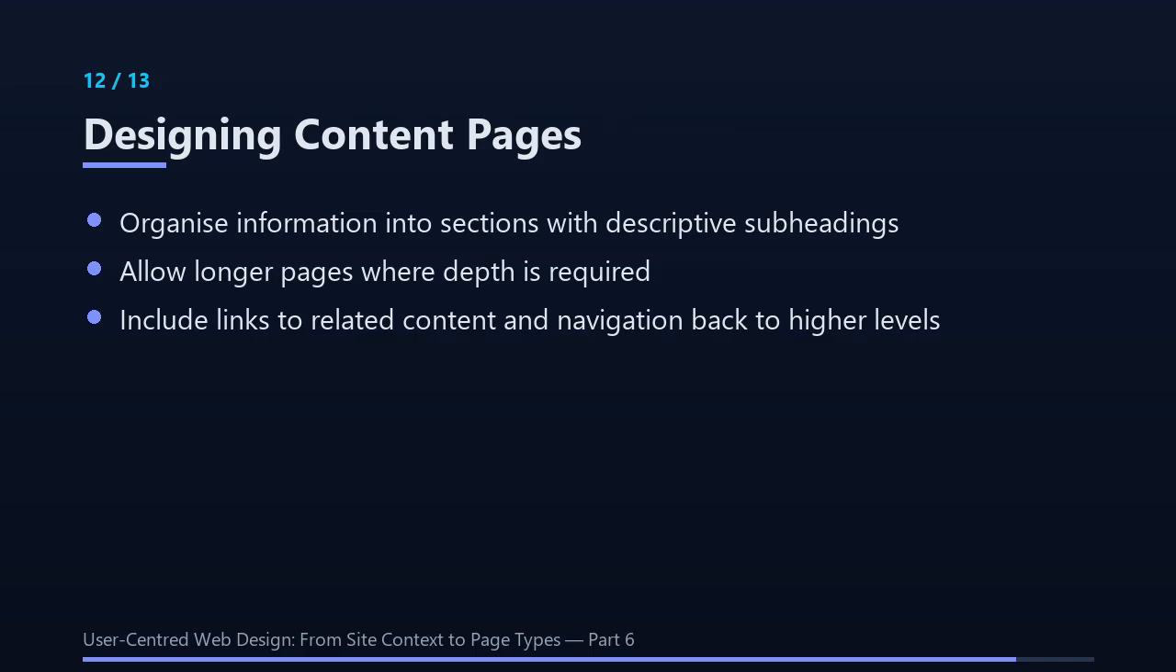Content pages are the workhorses of a website, delivering the detailed information that users seek. To keep readers oriented, designers break the page into logical sections, each introduced by a clear subheading that signals the topic that follows. This structure not only aids scanning but also supports accessibility tools that rely on heading hierarchies. Unlike the home page, content pages can be longer, allowing for in-depth explanations, images, and multimedia. However, even lengthy pages should provide a table of contents or sticky navigation so users can jump directly to sections of interest. Finally, each content page should offer links to related articles or resources, as well as a breadcrumb trail that lets users return to the home page or higher-level category with a single click.